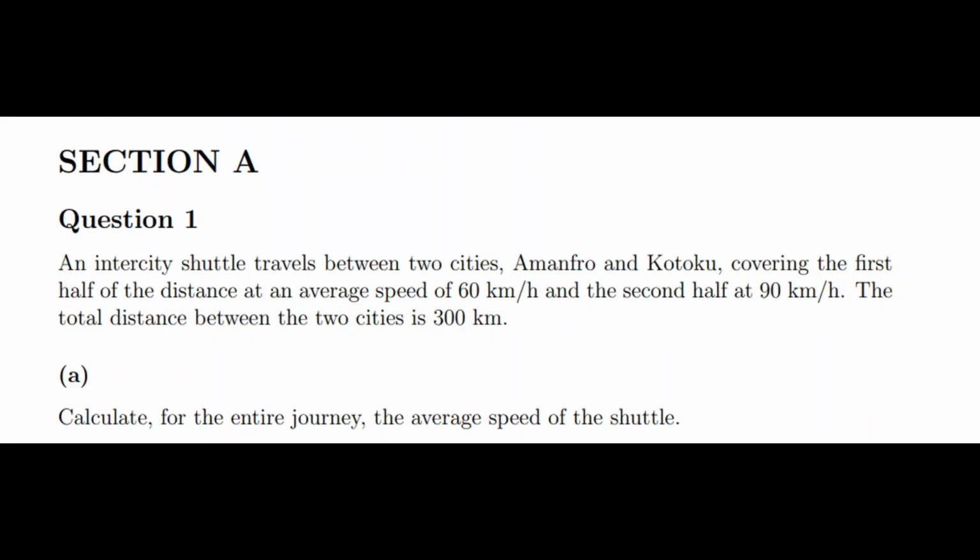Question 1. An intercity shuttle travels between two cities, Amanfrom and Kotoku, covering the first half of the distance at an average speed of 60 kilometers per hour and the second half at 90 kilometers per hour. The total distance between the two cities is 300 kilometers. A. Calculate the average speed of the shuttle for the entire journey. So let's go through the solutions.